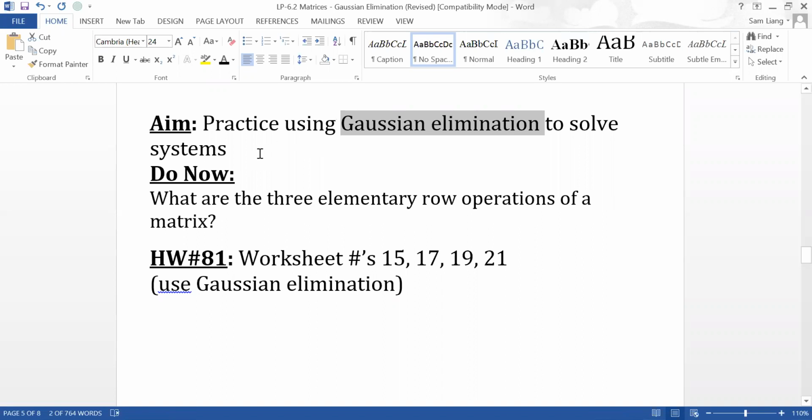But for now, just please copy down the aim, which is practice using Gaussian elimination to solve systems, and begin the do now as well. So for that, just recall the three elementary row operations of a matrix. If you remember from yesterday, there were three things we could do to solve a system of equations and still maintain the equality of the matrix, right? So even if we do these three row operations, we still end up with the same solution. Okay, I'll give you another 30 seconds to do that, and then we will discuss.